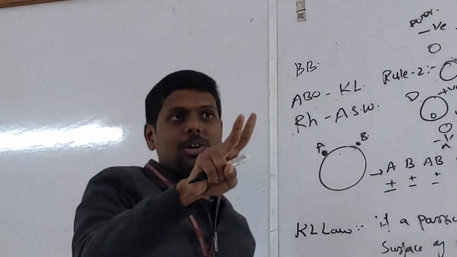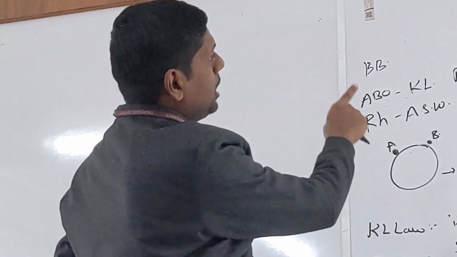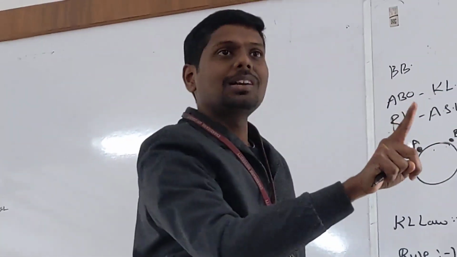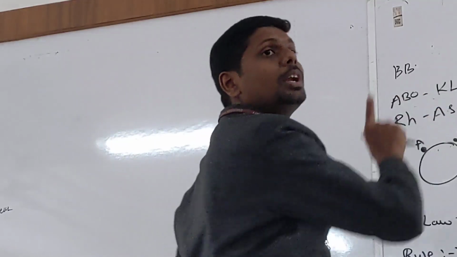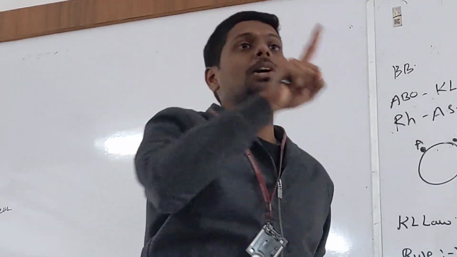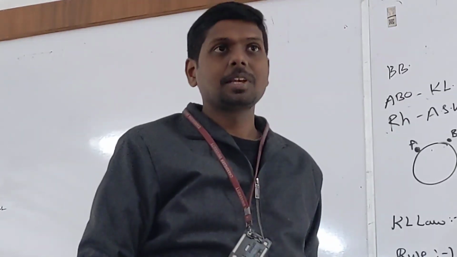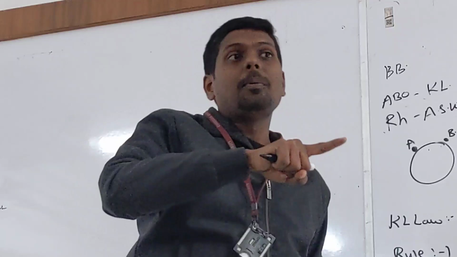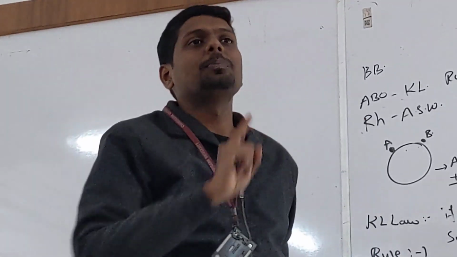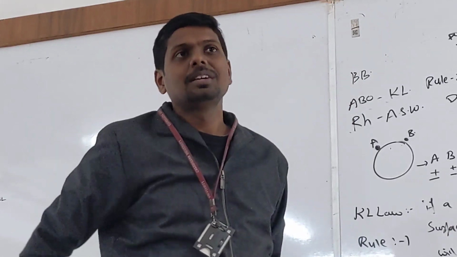So the golden rule was we can transfer negative blood to a recipient, but we should not transfer positive blood to a negative individual. We should not transfer positive blood to a negative person. But we can transfer positive blood to a positive person. Now you understood the reason, right?